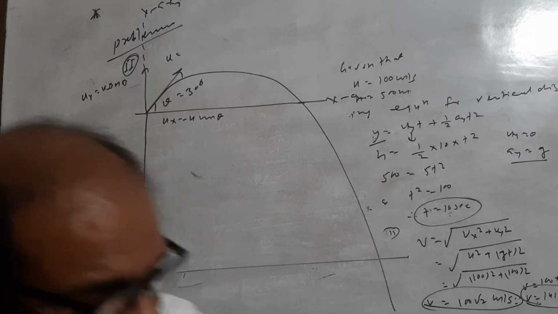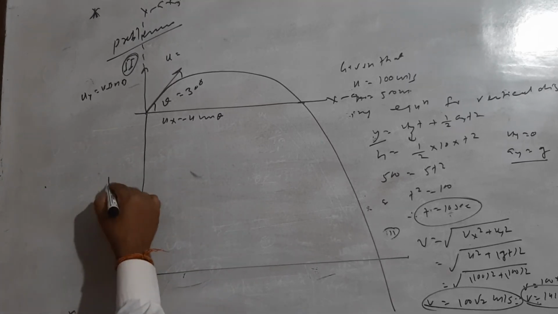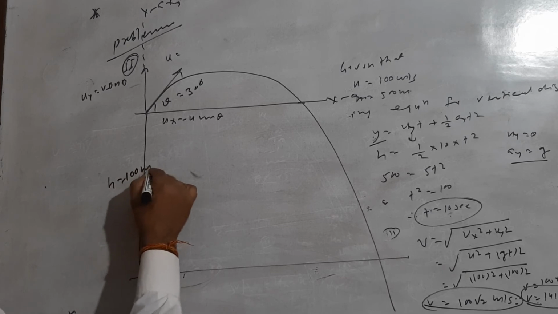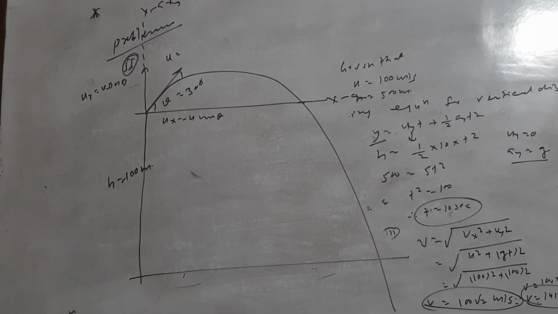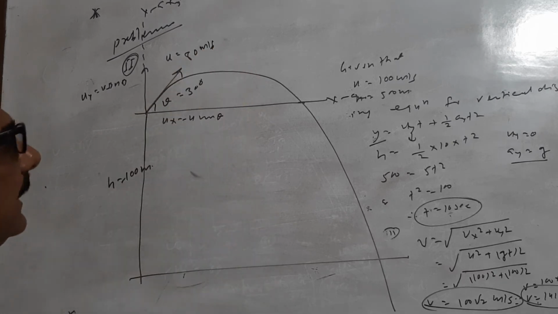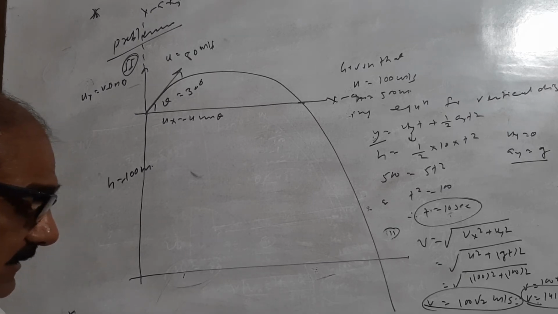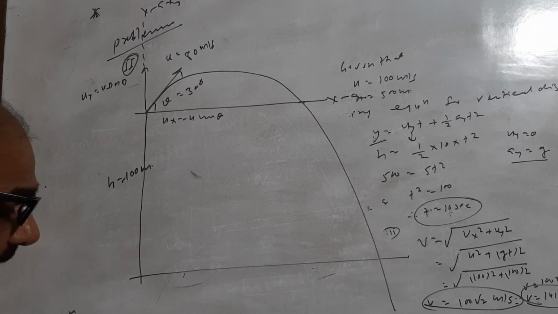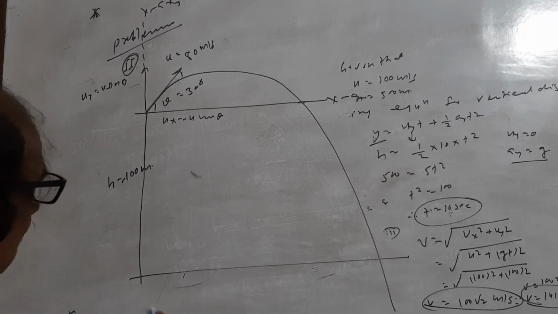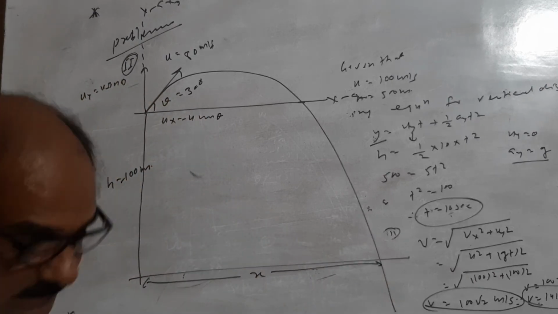Now in the question, the height of the tower equal to 100 meter, velocity of projectile 80 meter per second, and angle of projection is equal to 30 degree. And you have to calculate the horizontal distance where the shot strikes. So this one is the horizontal distance when the projectile hits the ground.